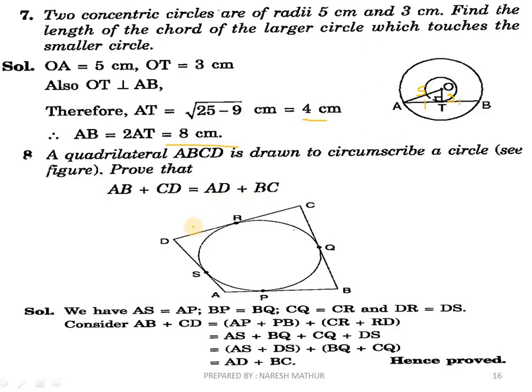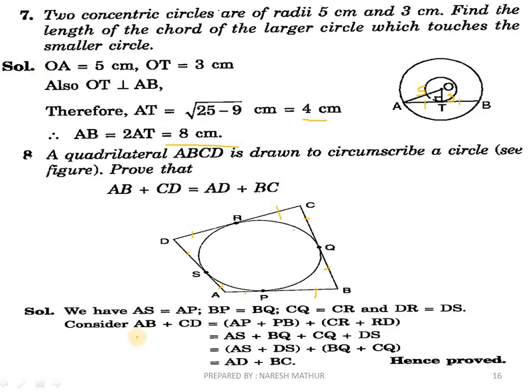In that we know that the lengths of the tangents from an external point to the same circle are always equal. It means we can write DS equals DR. Similarly, AS equals AP. Similarly, PB equals BQ and RC equals CQ. Alright. Now, see, in the given condition, we need to prove that.